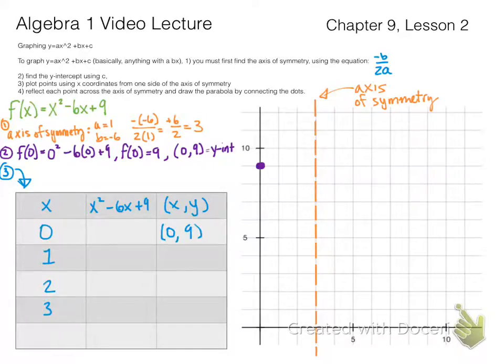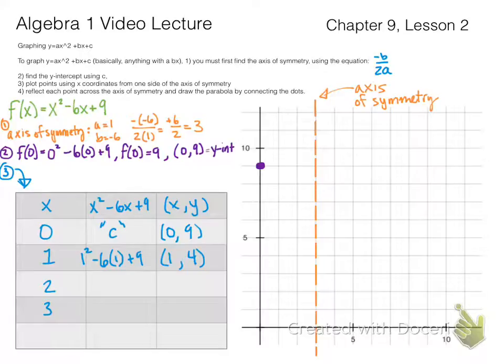Since I'm using 0 as x, I already know what it is. That's the y-intercept. It's basically c. So let's go ahead and use 1 next. Now we already know that the axis of symmetry is either going to be my highest point or my lowest point of the parabola, because remember, the axis of symmetry is where the parabola turns around. It makes a U-turn because a parabola is U-shaped, remember?